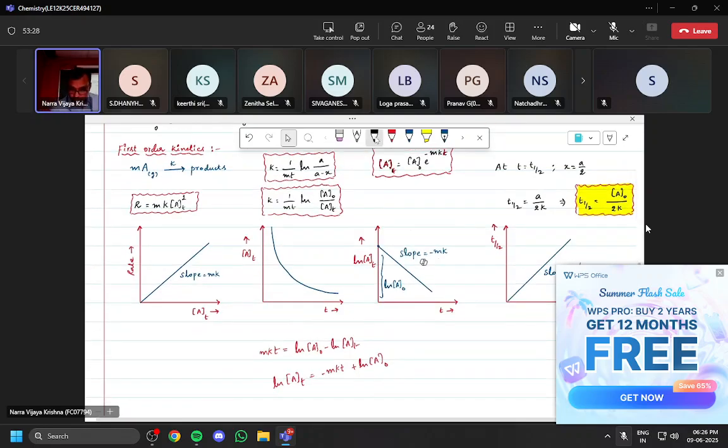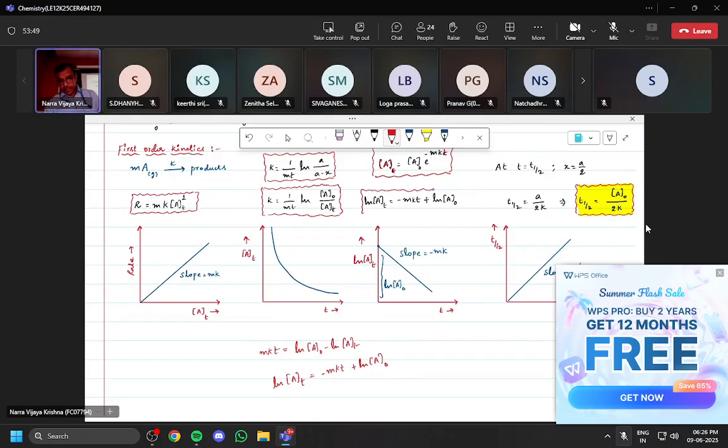So another form of equation I am writing here. What is it? Log At equals minus MKt plus log A naught. In this way, we can plot different types of graphs based upon our assumption. The same equation we are rearranging and plotting different graphs. Right?